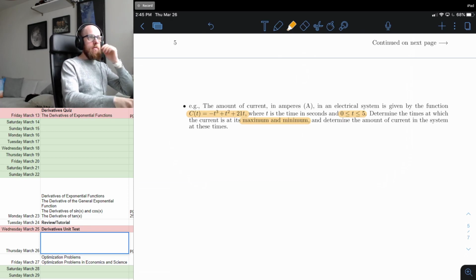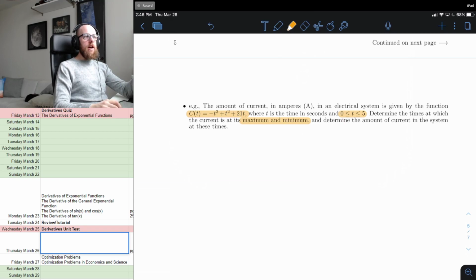Okay. Yeah, so all I was saying, we have a current function. We have to find the maximum and minimum value of that current function. What this is saying here, we have to determine not only the times at which the current is at a max or a min, we actually want to determine the amount of current in the circuit at this time. Okay? Meaning we want to find both the critical values as well as the critical points.